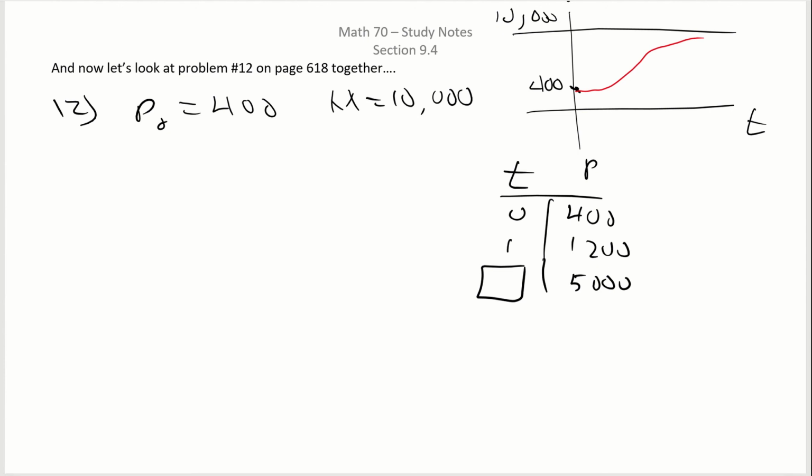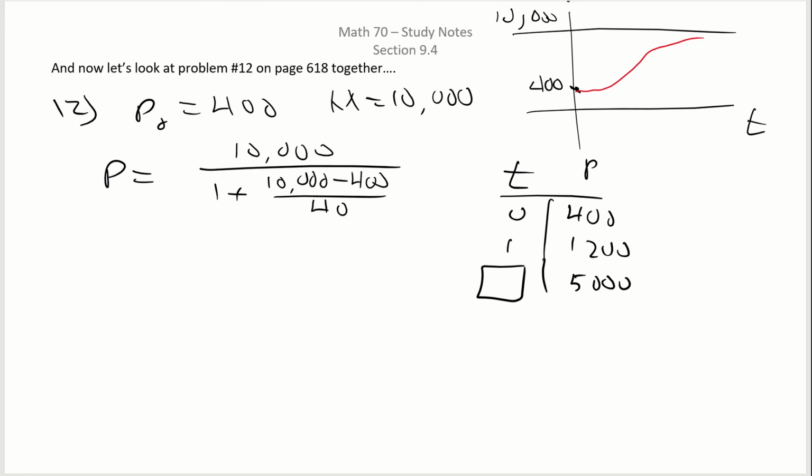All right. So we would say that P itself is what? 10,000 over 1 plus M, which is 10,000 minus 400, all over 400, e to the minus kt. That's good to know. What we don't know this time, which I forgot in the last problem with a big pause, was k. We do not know this time what k is. We don't know what the differential equation looks like.